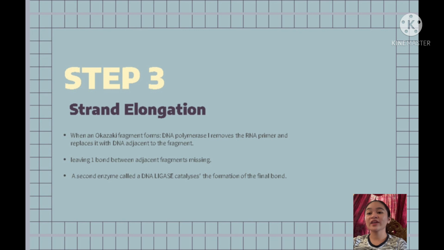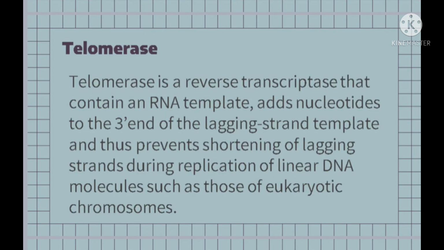When an Okazaki fragment forms, DNA polymerase removes the RNA primer and replaces it with DNA adjacent to the fragment, leaving one bond between adjacent fragments missing. A second enzyme called DNA ligase catalyzes the formation of the final bond.